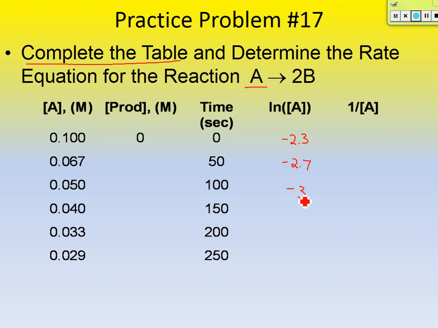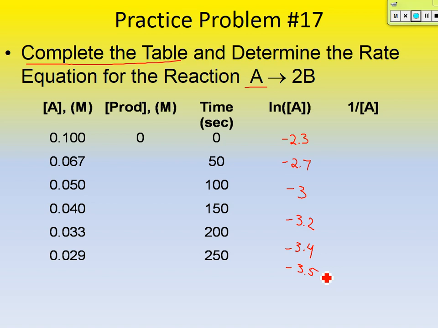Now we can continue on. Let's do the natural log of 0.04. And I get a negative 3.2. Natural log of 0.033. And I get a negative 3.4. Natural log of 0.029. Negative 3.5.